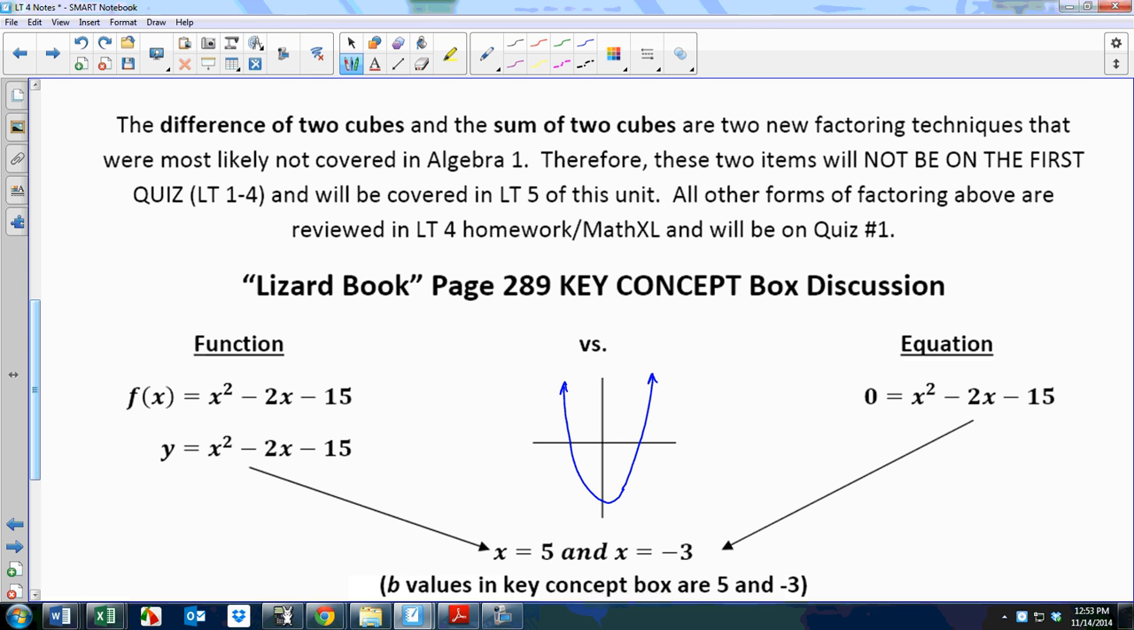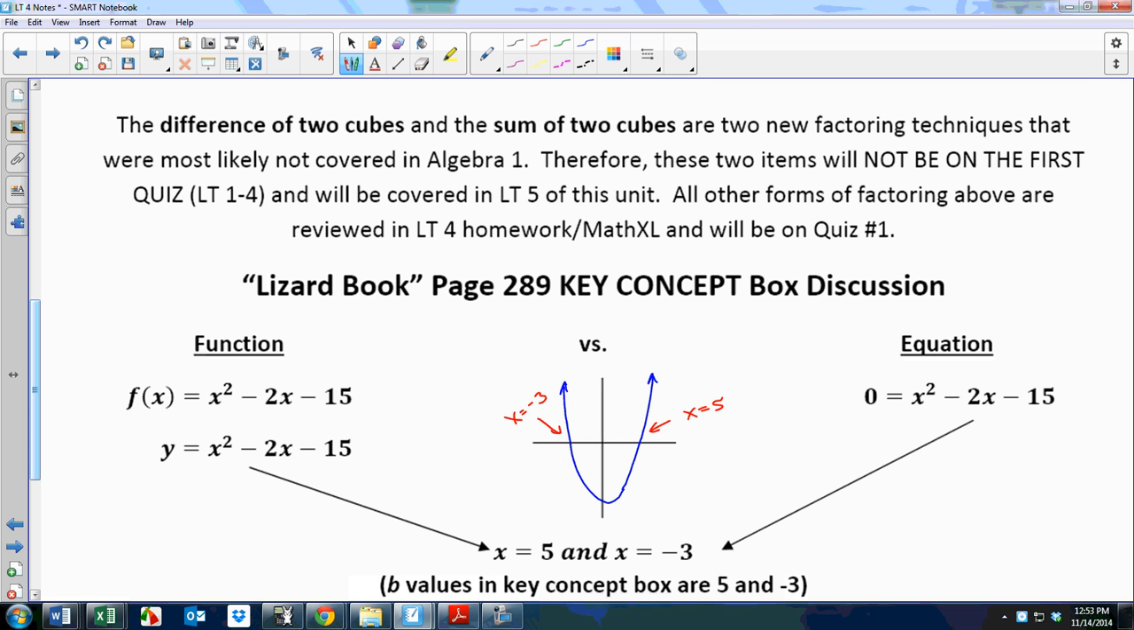It crosses at x equals 5 and an x-intercept of x equals -3. You can read that box above if you'd like, but I've already mentioned it. We won't cover learning target 5, the difference of two cubes, the formulas that are highlighted, until after the first quiz. Okay.